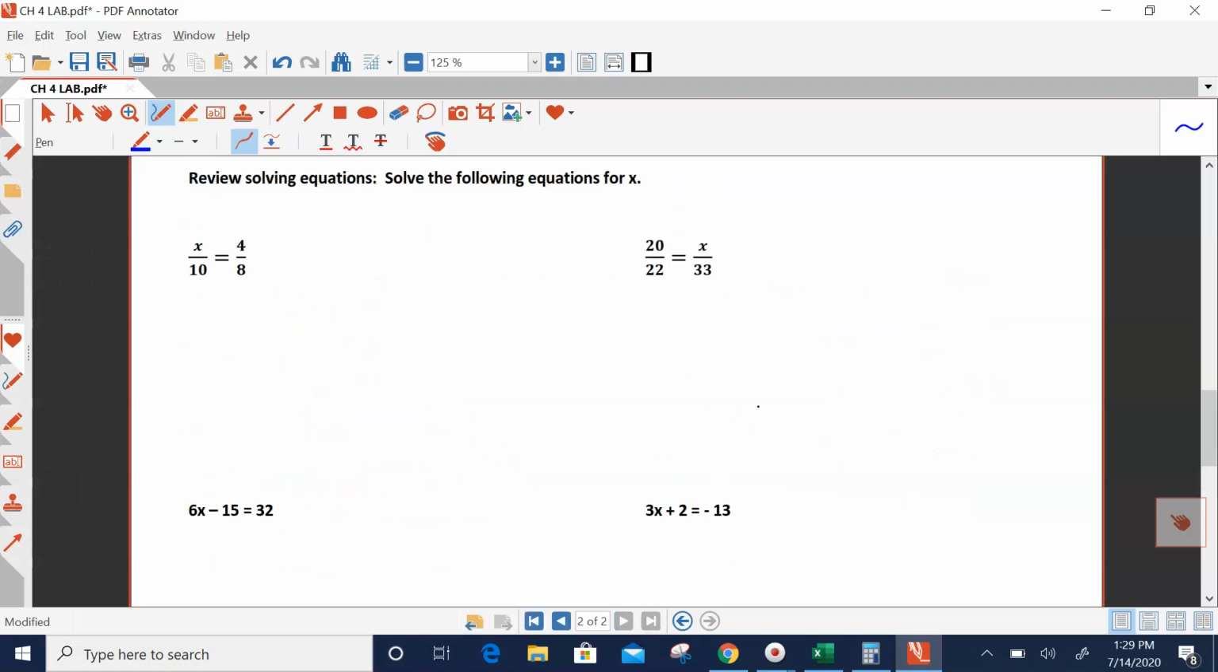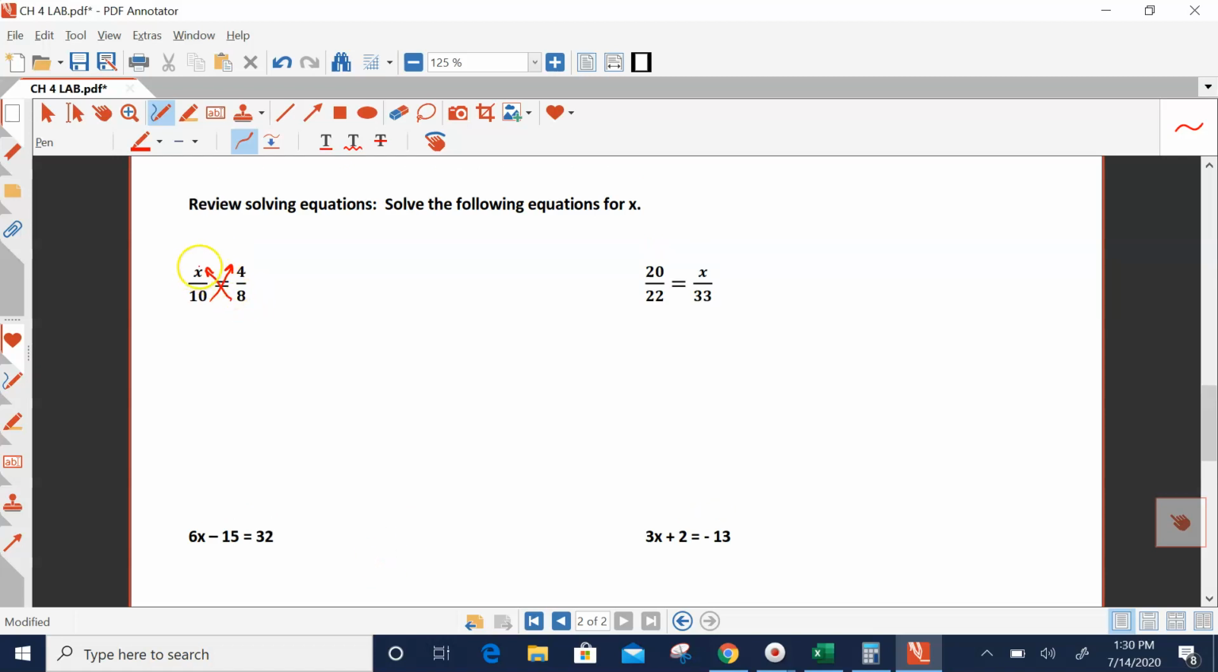Okay, let's look at the second to last topic. Let's just review solving some equations. We've done this in one of the previous labs, so we're just going to review solving these first two types. These are set up like proportions. Whenever you have a fraction equal to another fraction, that's called a proportion. The way we solved proportions in a previous video was we just cross-multiplied. Cross-multiplying is used for solving equations.